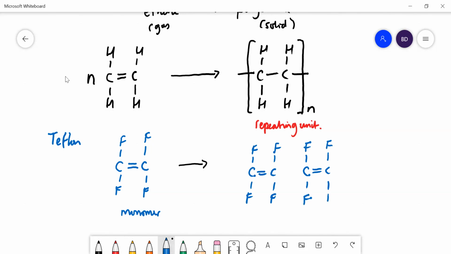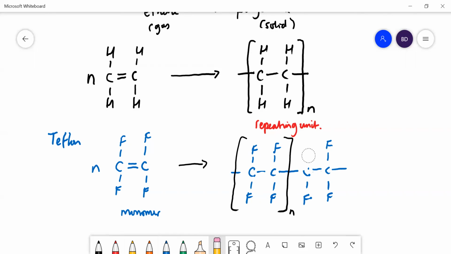I'll just draw two because it's taking a long time, but I could draw more. And again, what happens is we break the double bond and we form a new single bond between the two carbons there. Now, normally when we write this, we just write down a repeating unit. So I'll put n in front of that, and I'll put a square bracket here. So that is the repeating unit, that there.